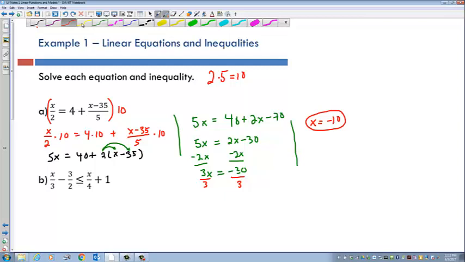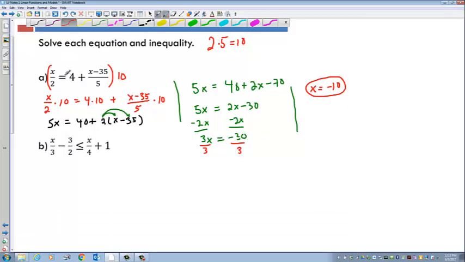Let's go to the next problem, which is solving an inequality now, and it's a linear inequality. What makes this linear is you just have x. You don't have an x squared or x cubed or anything like that. Again, it's a tougher linear inequality, and the way that we are going to solve it is we're going to clear the denominators.